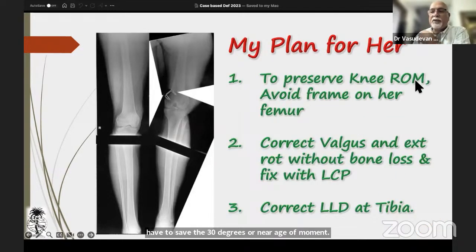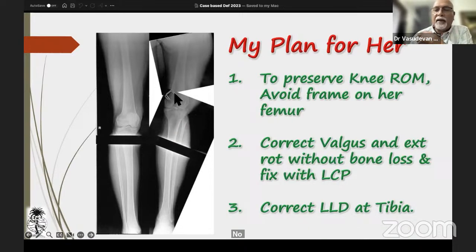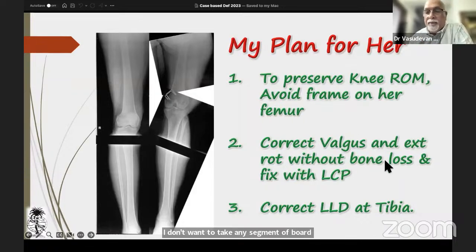To preserve her knee range of movement, I must avoid a frame on her femur. As Hemant was mentioning, I don't like putting a frame on the femur. So I have to correct the valgus and external rotation without bone loss. I don't want to take any segment of bone out because I have to save maximum bone length. And still I have to fix it with the LCP, and correct the LLD in the tibia. So how to correct 36 degrees valgus and external rotation deformity without removing any wedges?